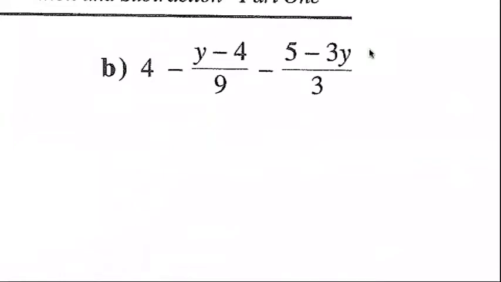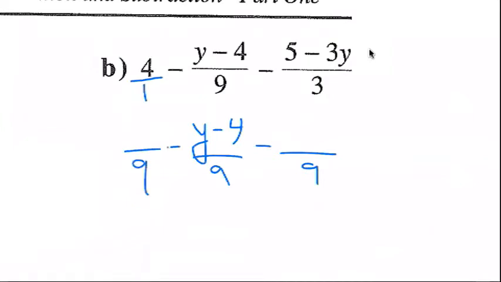Question B: 4 minus (y minus 4) over 9 minus (5 minus 3y) over 3. My common denominator, hope you can recognize, is going to be, well, that's on 1, is going to be 9. So this (y minus 4) on 9 doesn't change. This is going to change. This is going to change. 1 times 9 is 9. So 4 times 9 is 36. 3 times 3 is 9. So 3 times all of this, 5 minus 3y.